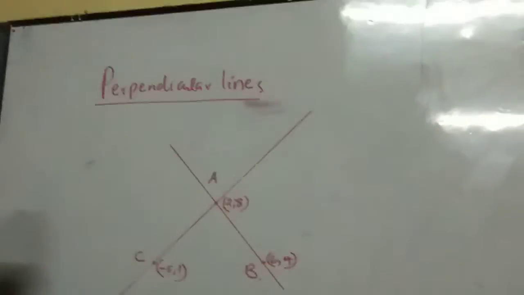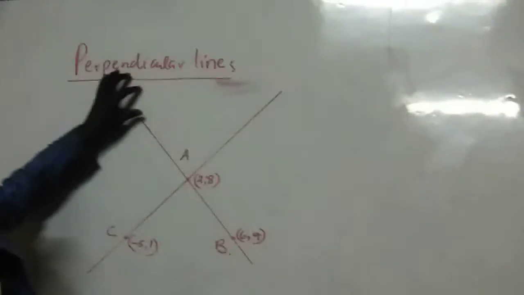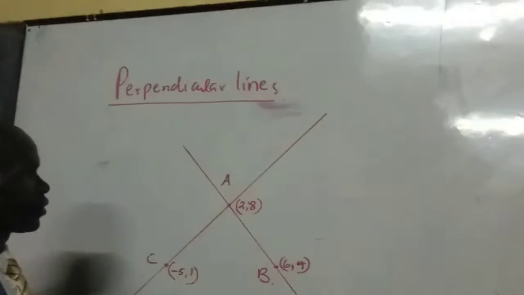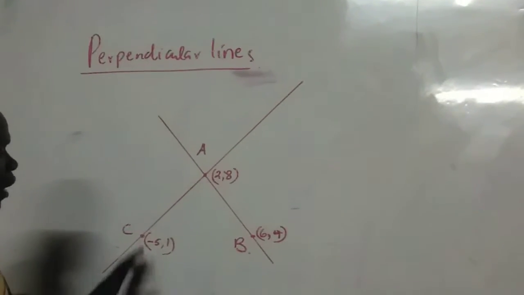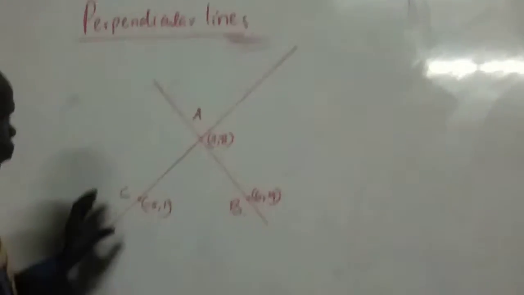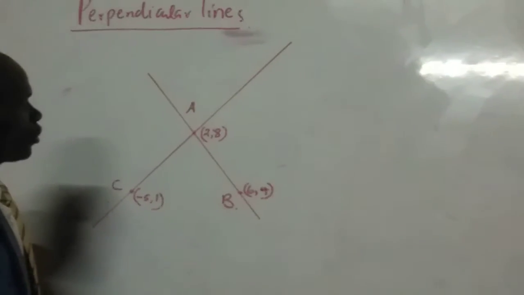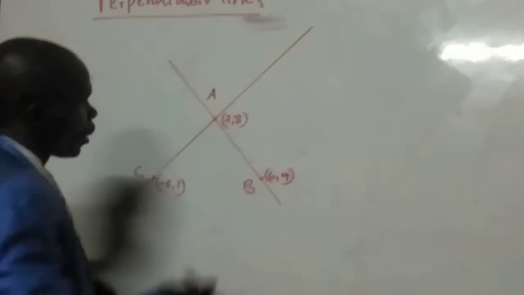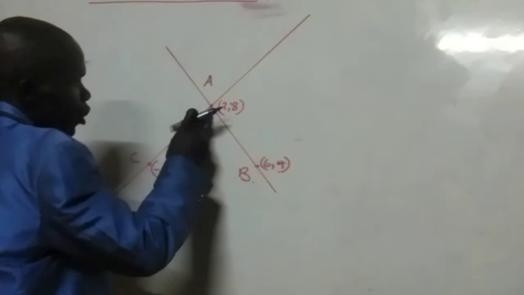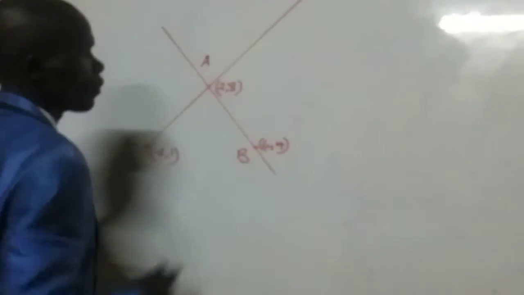Now, today we want to look at perpendicular lines. Here we have two lines: line CA and line AB. Line AB passes through two points, (2, 8) and (6, 4).